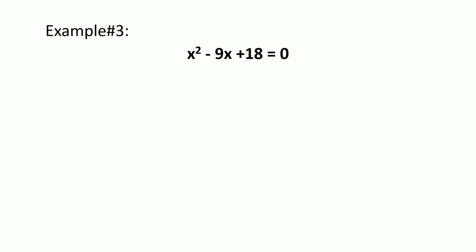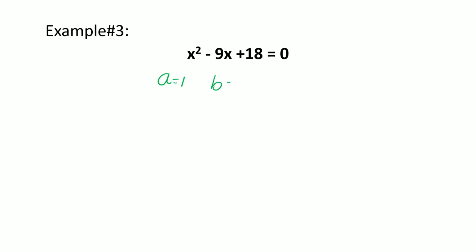Next, let's try this one. So what's the value of a here? This is a common mistake of students. For x squared, they write a equal to 0. That's wrong. So a here is equal to 1. Whenever you don't see any coefficient on x squared or x, that is equal to 1.